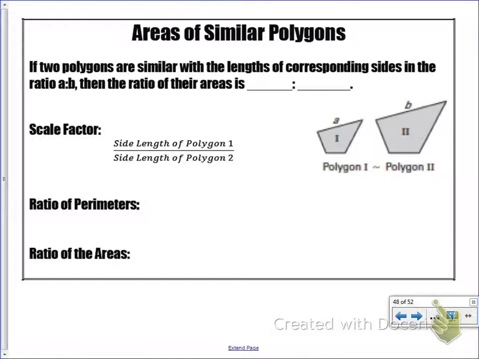So if I have these two polygons, polygon 1, side length is A, and polygon 2, that side length is B, the ratio of their areas is going to be A squared to B squared. So all I'm going to do is take that original ratio and square it. Remember that the ratio of the perimeters is still going to be A to B. It's going to be the exact same as the side lengths. And again, the ratio of the areas will be A squared to B squared.